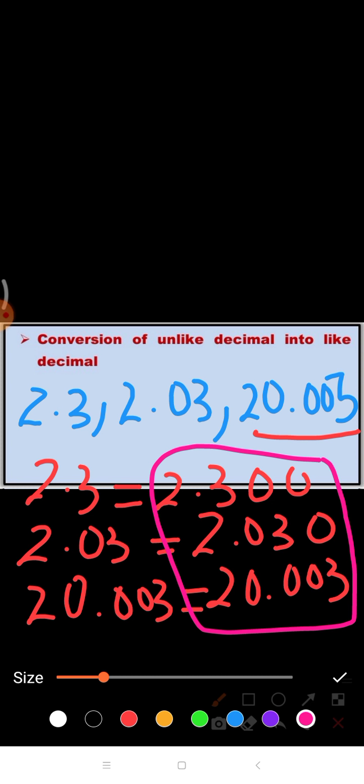Now I hope students you can do question number 2, question number 3 of exercise number 3, which is in your book on page number 96.